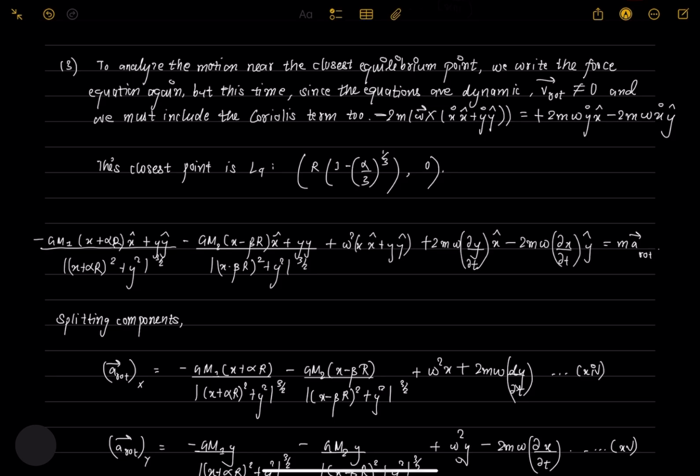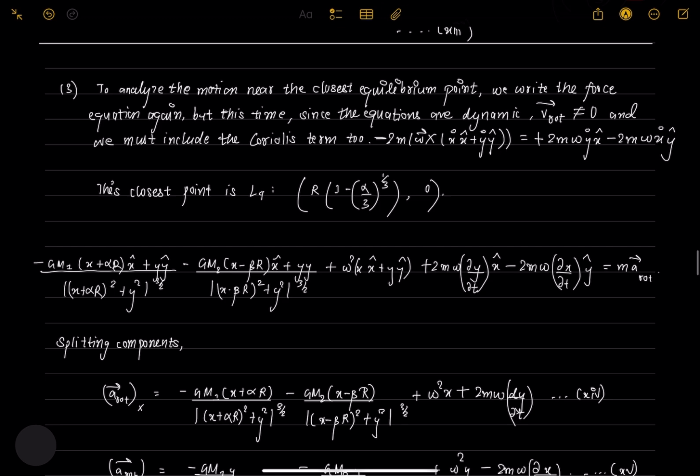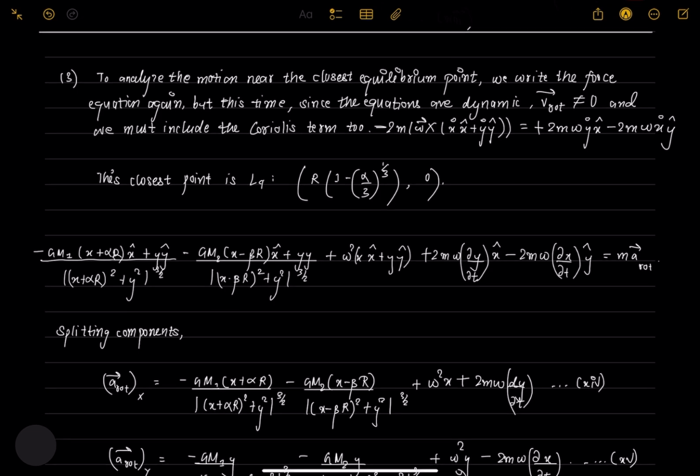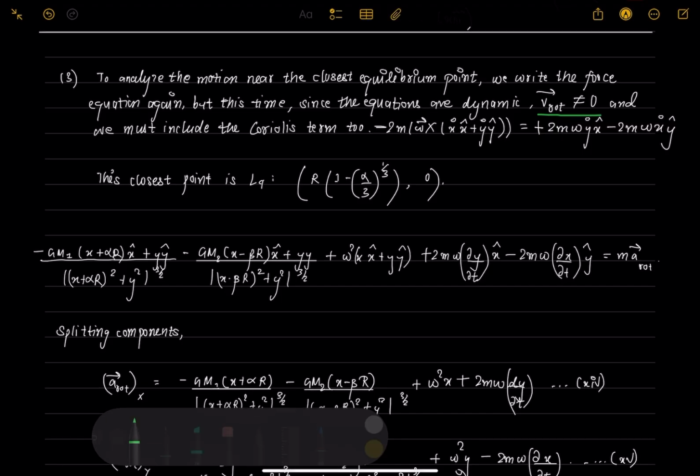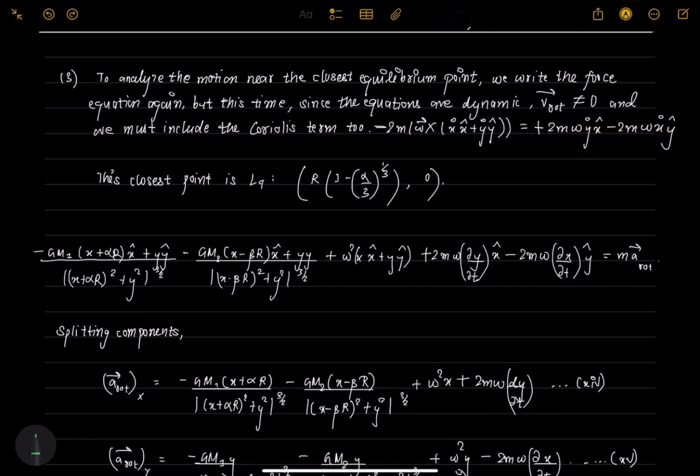So to analyze the motion near the closest equilibrium point, we're going to have to see what the closest equilibrium point is first, right? And another thing to note is that this time we're considering dynamic equations, wherein the rotating frame velocity for the probe is not 0, right? So we're going to have to consider the Coriolis term. Let's calculate quickly what that is.